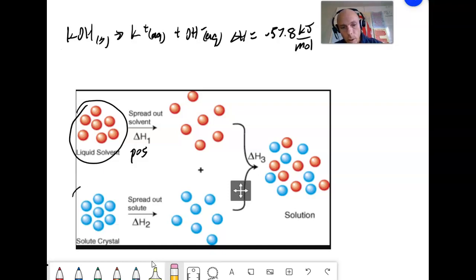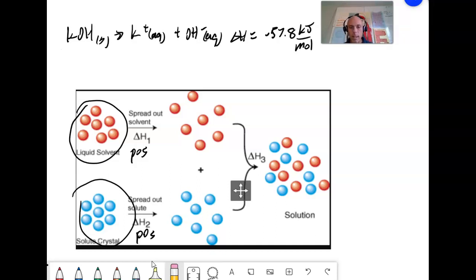The solute crystals, this would be the potassium ions and the hydroxide ions, also have to spread out when they get ionized or dissociated. And because there's attractive forces between ions, opposites attract, that also requires an input of energy. So that's also an endothermic process, or there'd be a positive delta H associated with that. And if that's all that were to occur, these particles spread out, then the delta H for anything being dissolved in water would always be positive.